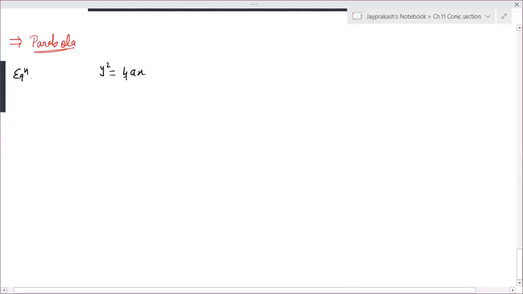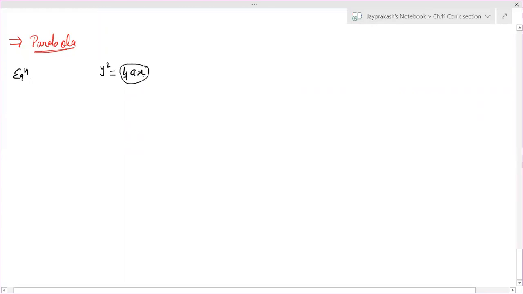Now, if we want to find the axis of the parabolic equation, we have to see the right hand side of the equation. So here the axis is x, x positive axis. Then next, if you want to find the focus, the focus is the value of a. So that means we have to compare. Focus of parabola is a comma 0.